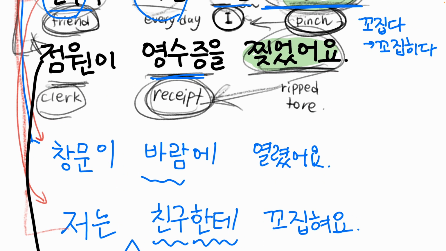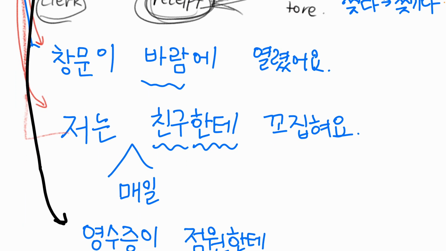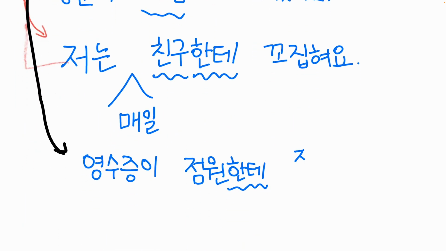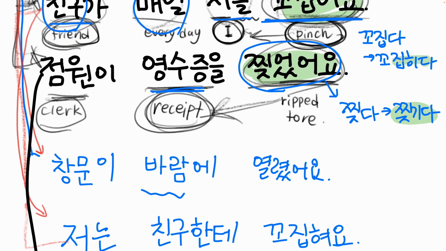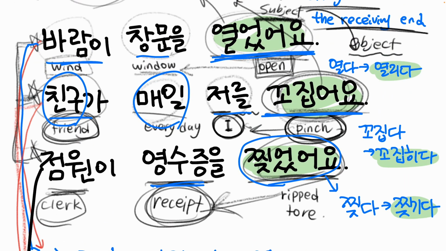영수증이 점원한테. 찢다 means to rip, and the passive form of 찢다 is 찢기다. So you can say 영수증이 점원한테 찢겼어요. And as you have realized by now, the passive form follows the same conjugation rule. So you can apply the conjugation rule that you know.